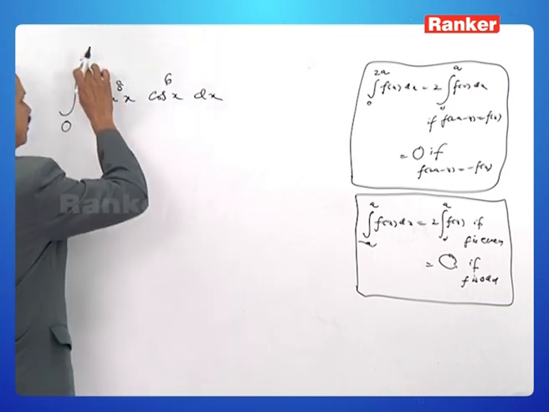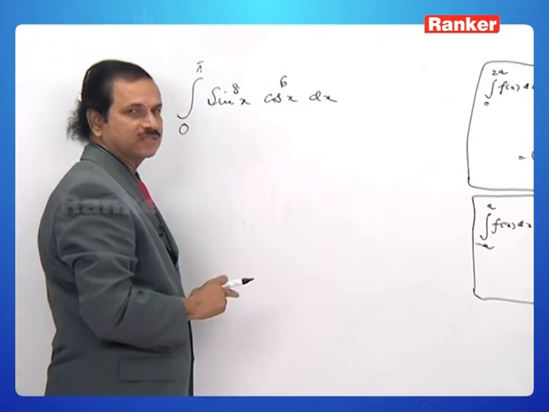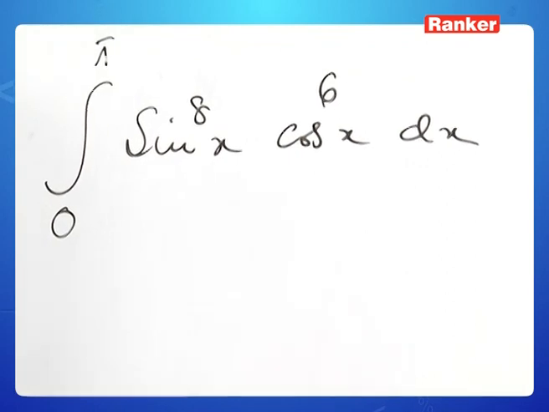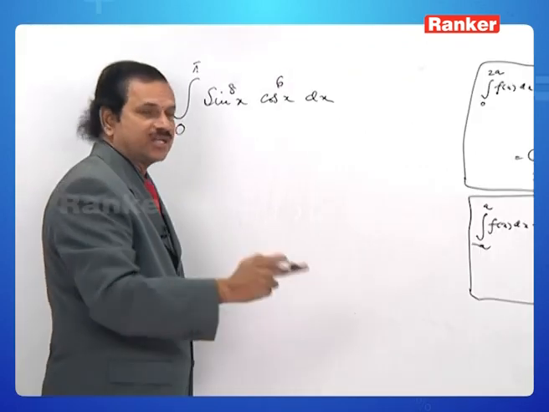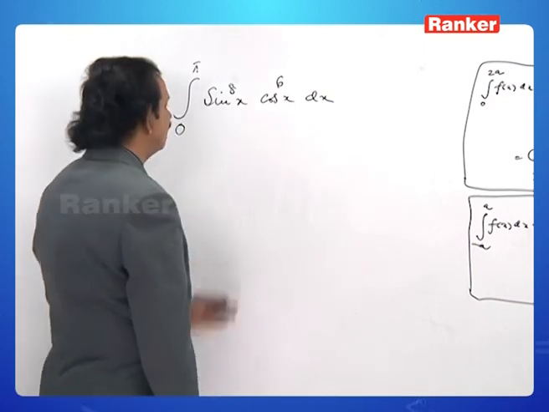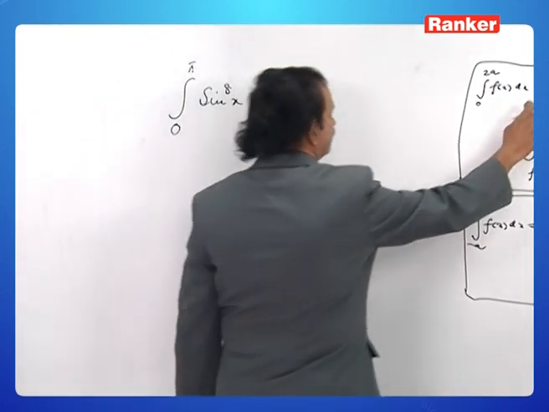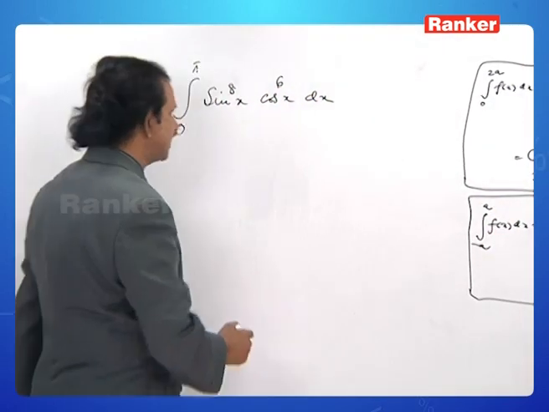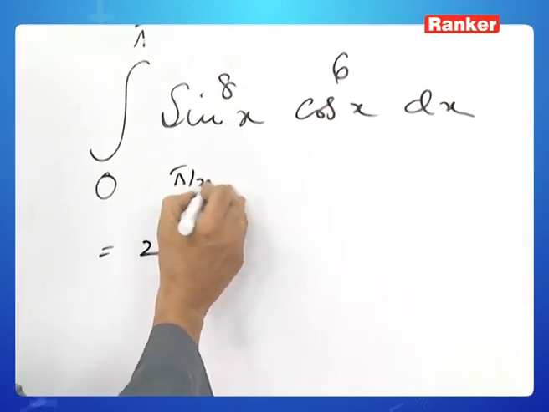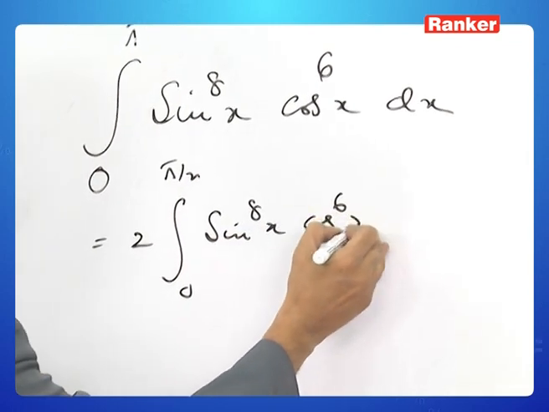In the place of 2a, we have pi. Sine of pi minus x is sine x, power 8, no change. Cos of pi minus x is minus cos x, but whole power 6 is there, so no change at all. So f of 2a minus x is equal to f of x. What type of step do you have to use? The first case. The answer is 2 times integral 0 to pi by 2 of sine power 8x into cos power 6x.